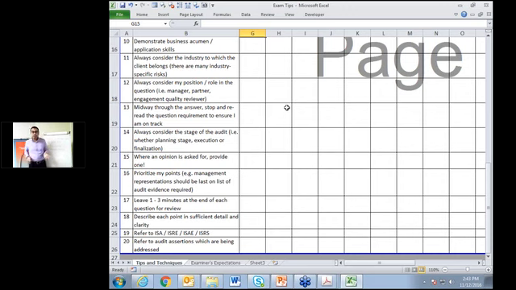Always consider the stage of the audit, that is whether it is the planning stage, the execution stage or the finalization stage of the audit. Wherever an opinion is asked for, always provide an opinion. It is an important one.